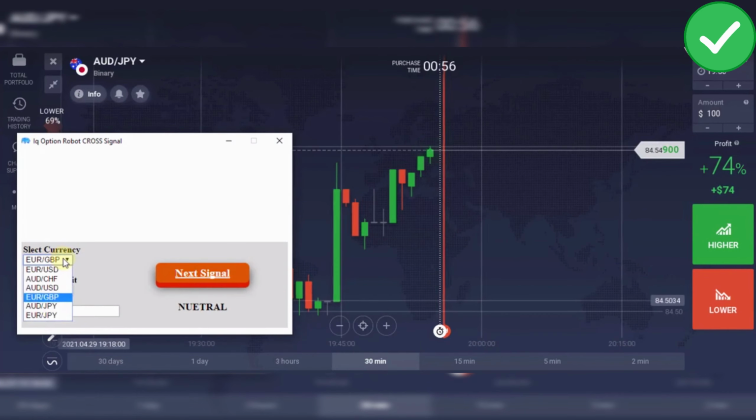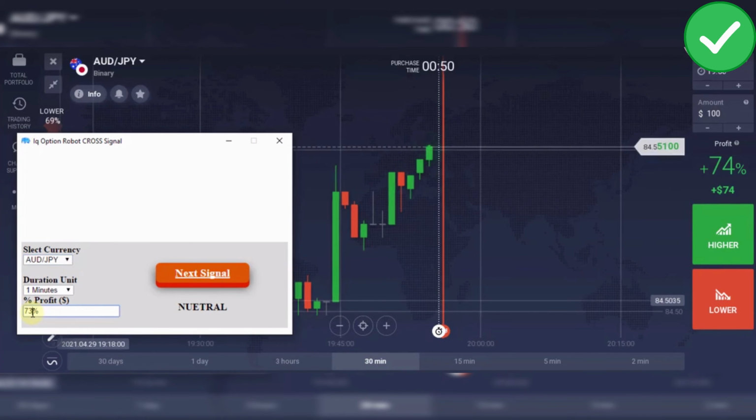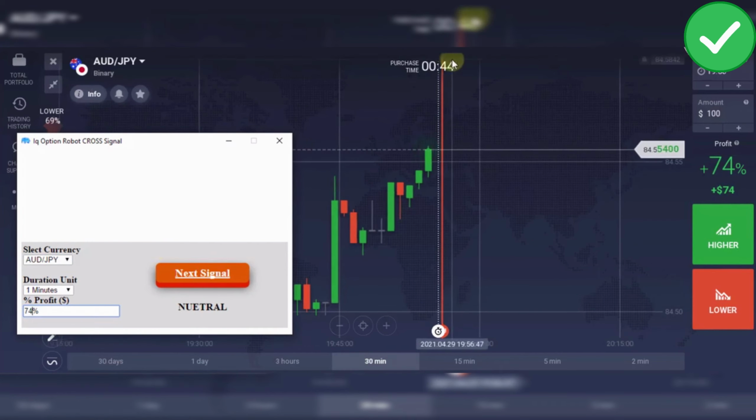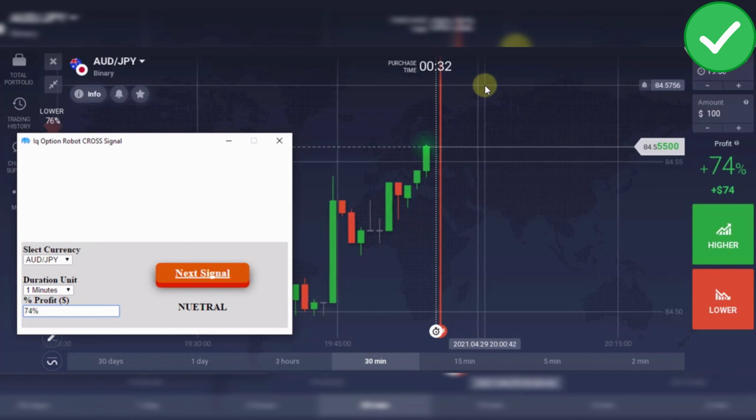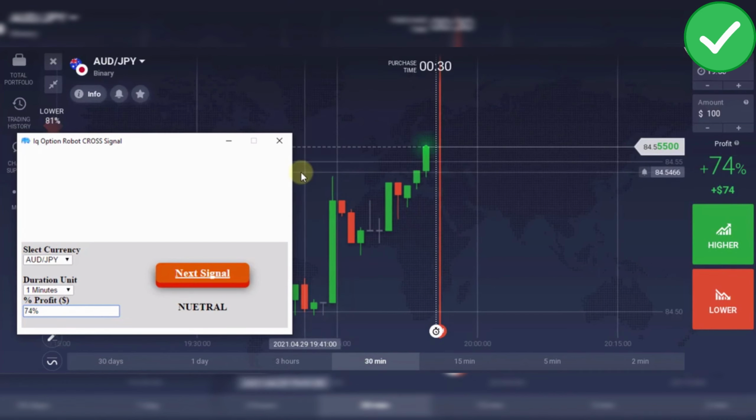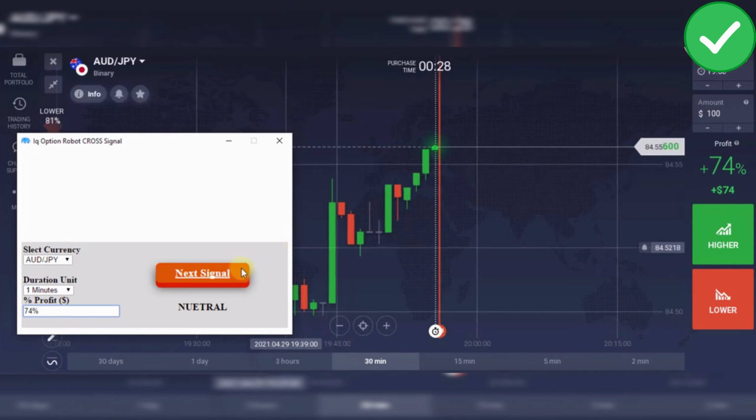I will wait for the time to go between 30 seconds to 20 seconds, because your next candle will start in 30 seconds. So I'm clicking the next signal. You can see we have buy signal. But my recommendation is that you should take on strong buy signal.